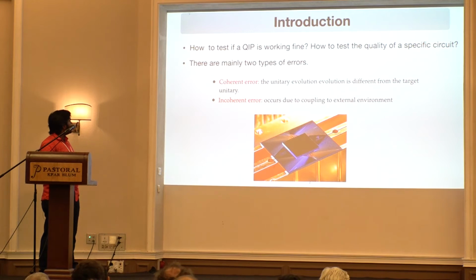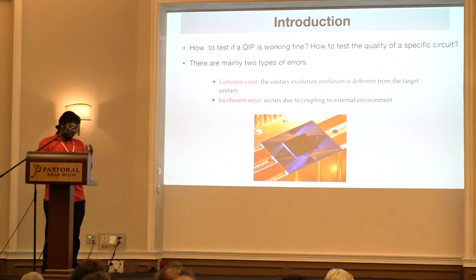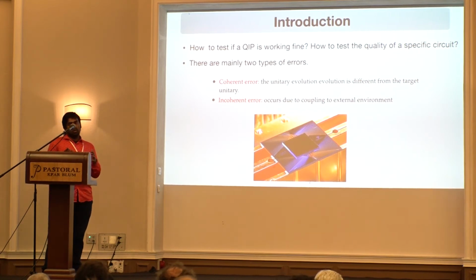In a quantum computer there are mainly two types of error: one is coherent and another is incoherent. So what is coherent error? Coherent error is when you prepare some unitary that is not exactly equal to your target unitary. What do I mean by that? Let's say you want to rotate a qubit by an angle theta, but instead of rotating by an angle theta, you rotate it by an angle theta prime. This kind of error is called coherent error.